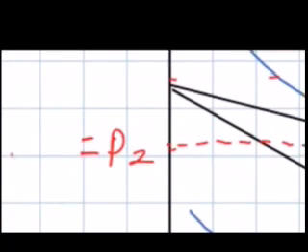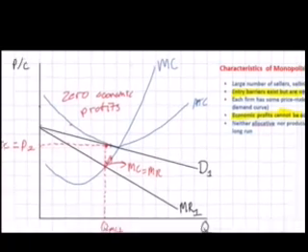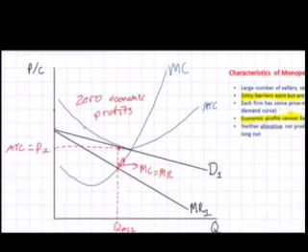So we can look over here and we actually see that ATC equals price in the long run due to the entrance of new firms. If price equals average total cost, then essentially there are zero economic profits. And that fits with our characteristics of monopolistic competition. Economic profits cannot be earned in the long run. So how do we draw this graph to make sure we always show that zero economic profits will be earned in the long run in monopolistic competition?